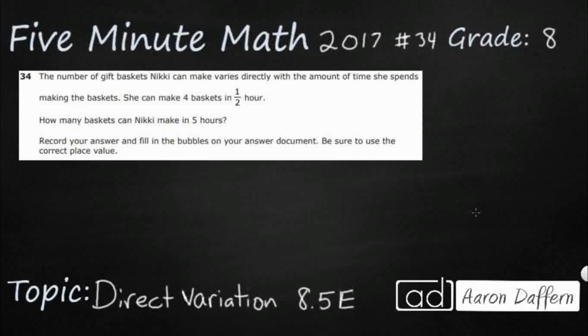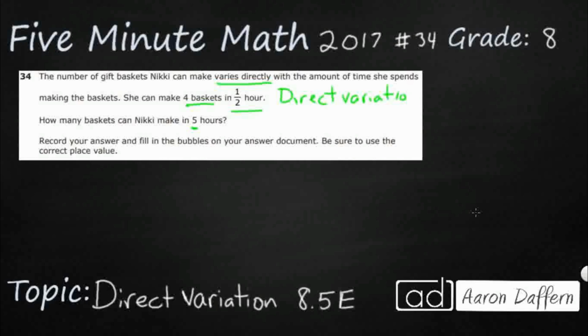So we've got the number of gift baskets that Nikki can make varies directly with the amount of time. So it's going to vary directly with the amount of time she spends on the baskets. And we've got 4 baskets in half an hour. So we see that's kind of given to us as a ratio. And so we need to figure out how many baskets she can make in 5 hours. So we can solve it with a ratio. We can also solve it with direct variation. So I'll show you both, but they can both get you the correct answer.